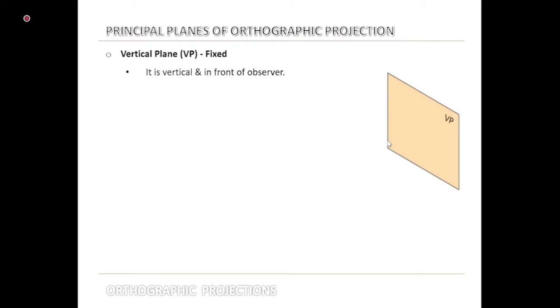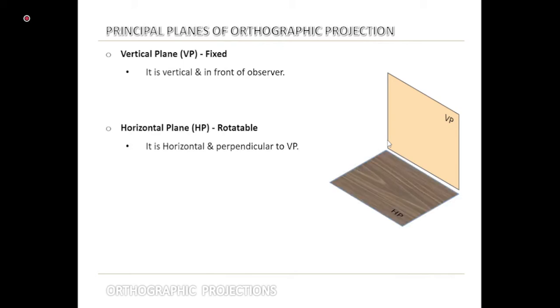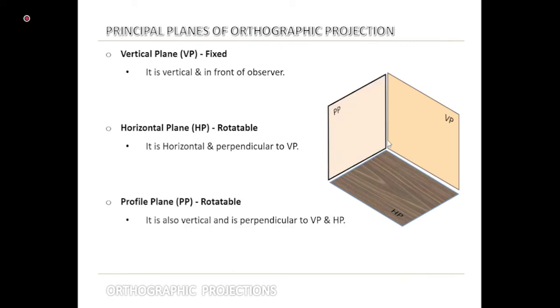So let's see. Vertical plane will always remain fixed. That thing I want you all to keep in your mind. It's like an axiom. It's always there. Vertical plane, you do not rotate the vertical plane. It remains fixed and it is in front of the observer. Okay. Horizontal plane is a rotatable plane. I want you to note down and remember also that horizontal plane can rotate. Okay. Let's go ahead. Profile plane. It is also a rotatable plane. You can rotate the profile plane.